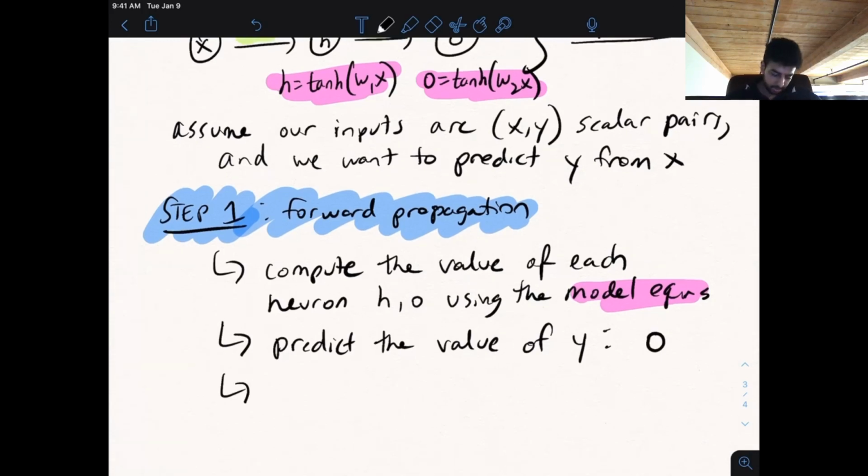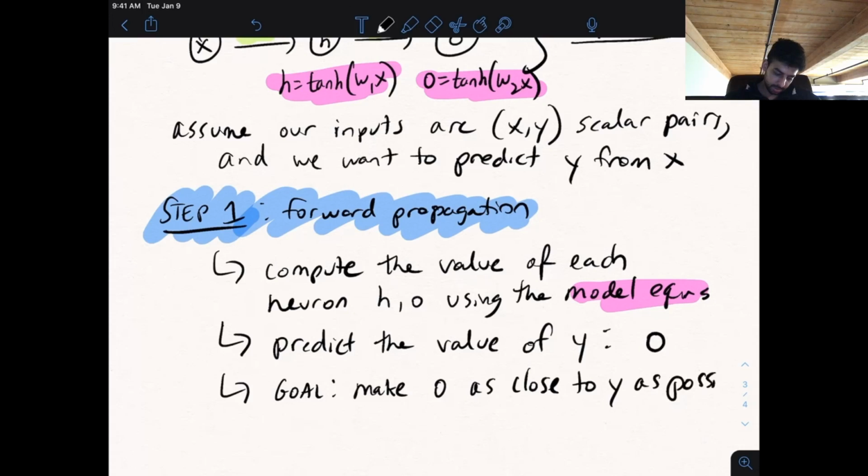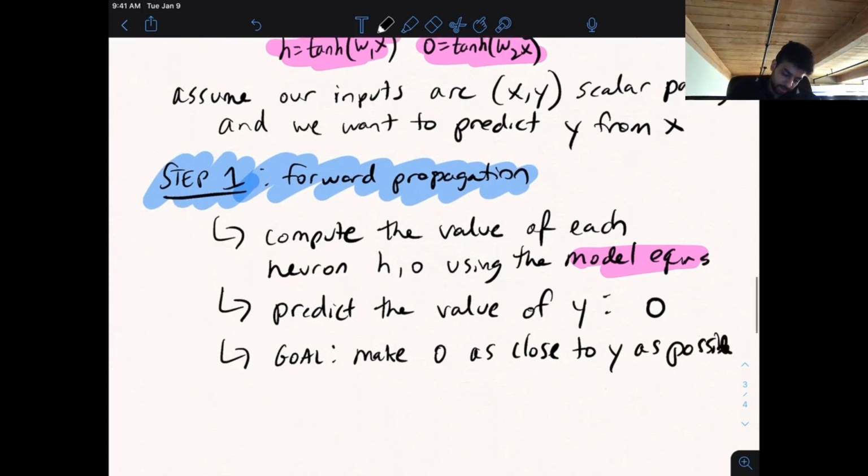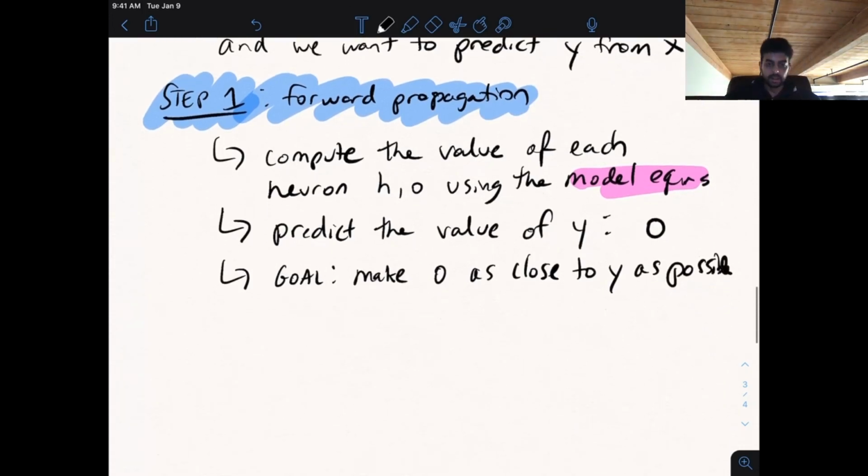And finally, what is our goal? Goal: make O as close to y as possible. So this is all stuff that we saw from before. Let's look at step 2.